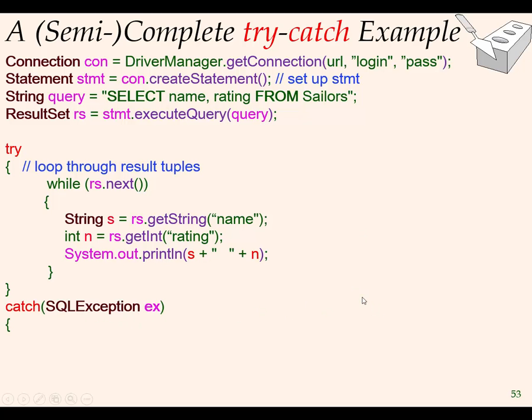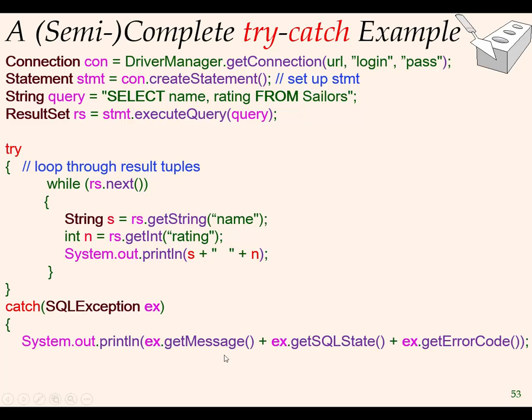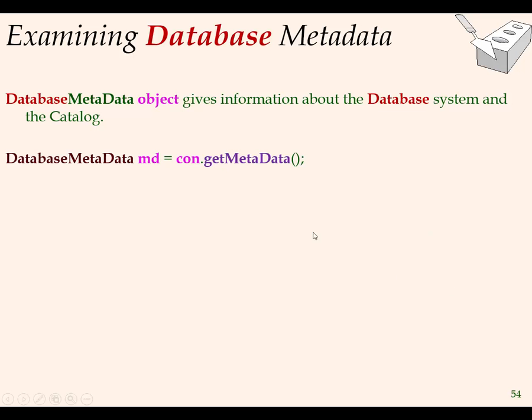So here is the exception handler, and in this particular complete example, I'm going to use the object, and I invoke getMessage, I invoke getSQLState, getErrorCode, so that would be enough information to let me know what was wrong in maybe connecting to the database, maybe executing the query, or going through the result set.